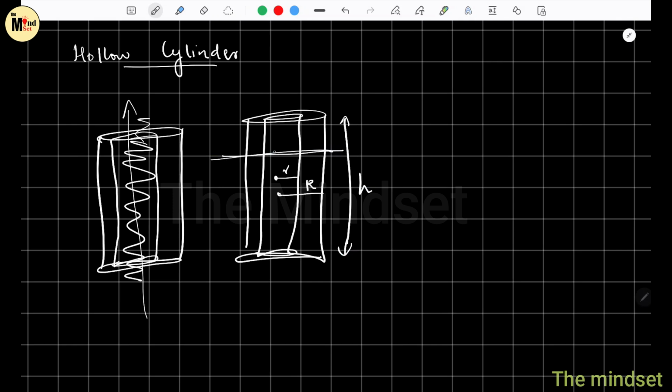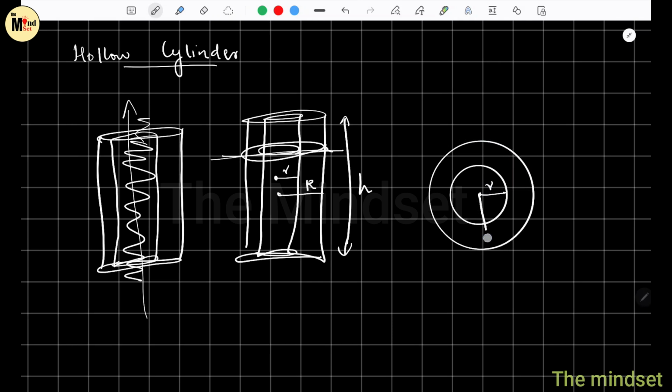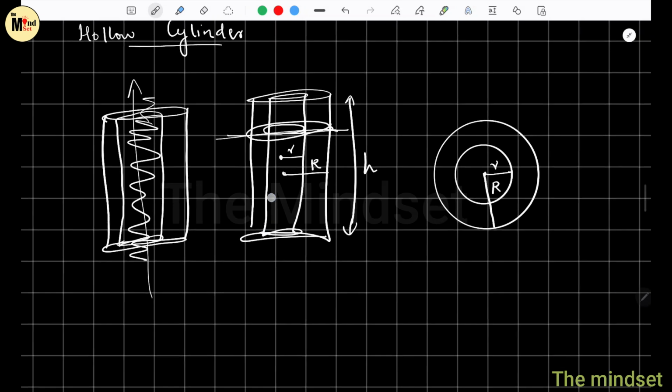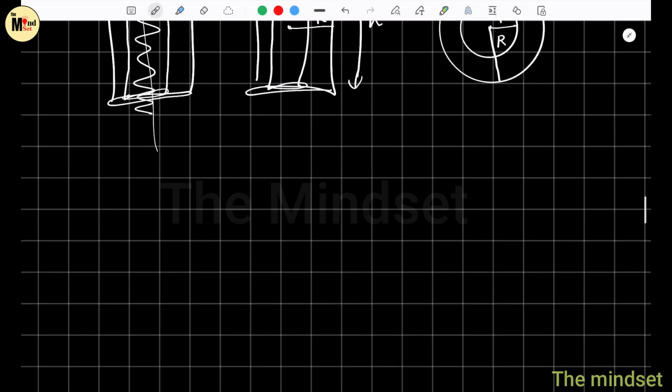If you take a cross section, there will be one inner circle and one outer circle. So let's draw this here. This is the small r and this is the capital R. Now this much we know. Now we are going to find certain formulas.